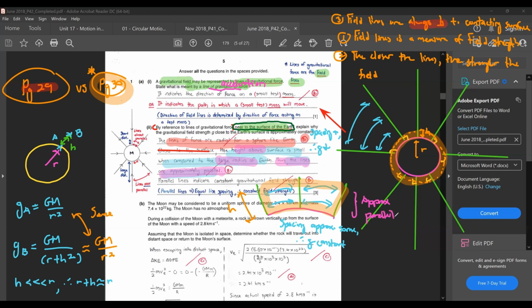Just like that. Then after that, you end with saying that parallel lines actually indicate constant gravitational field strength.